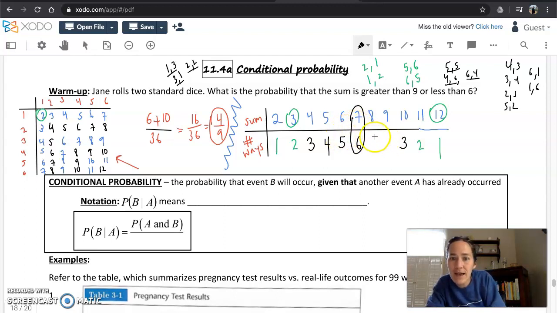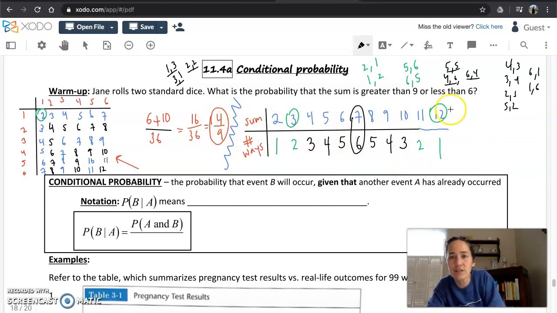And then it counts back down. Should have this left-right symmetry. So 1, 2, 3, 4, 5, 6 counts down 5, 4 ways to get a 9. 3, 2, 1. So not too bad to list the numbers 2 through 12, and then we notice the pattern of how many ways it's happening. Now I can confirm that this 4/9 answer is correct.